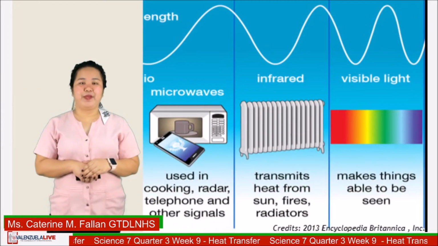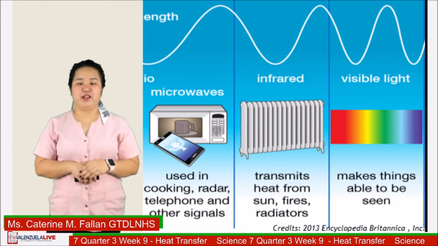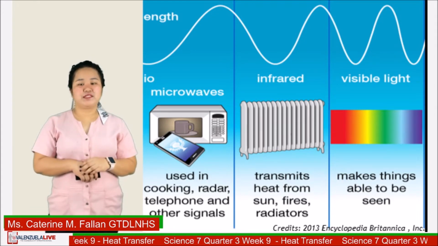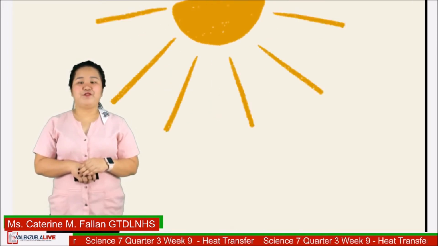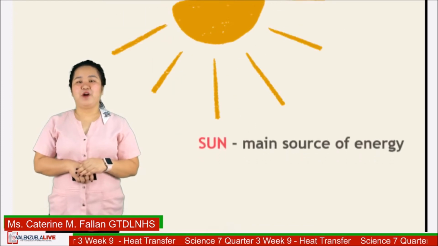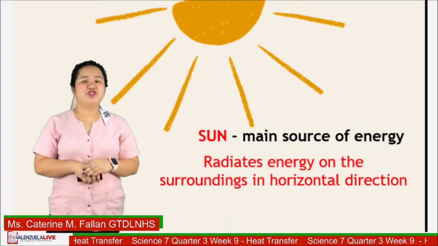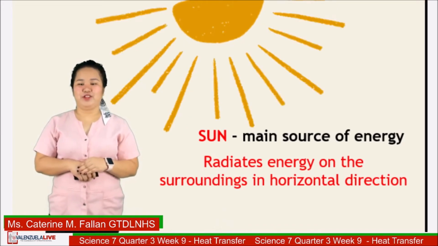Radiation also happens when microwaves, infrared radiation, visible light, or other forms of electromagnetic radiation are emitted or absorbed. The most common example of radiation is felt every day, and that is the heat coming from the sunlight. The Sun is our main source of energy. Much of the energy you receive from the Sun travels by radiation.